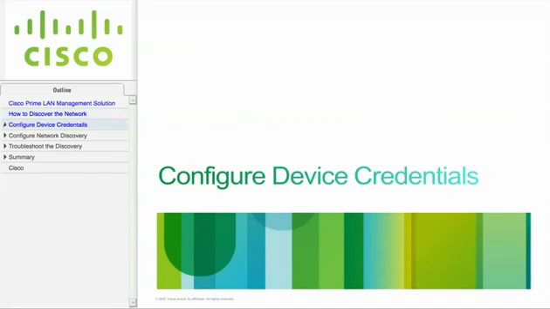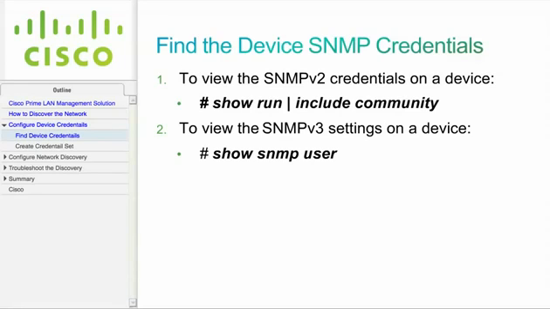Let's begin. This first module demonstrates how to configure a device credential set. These credentials will be applied to the newly discovered network devices as they're added to the inventory. The credentials are then used by Cisco Prime LMS to communicate with the network. In order to configure a credential set, you must determine what SNMP credentials have been configured on the devices in the network. For SNMP version 2, you can find the community strings with the show run and pipe the command to include community. For SNMP version 3, you can use the show SNMP user command.